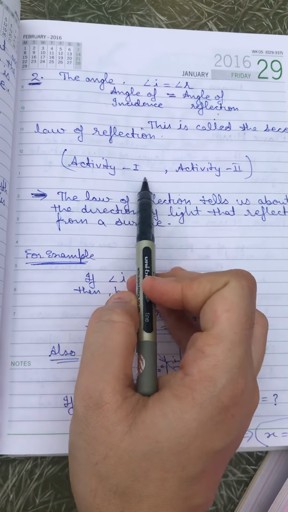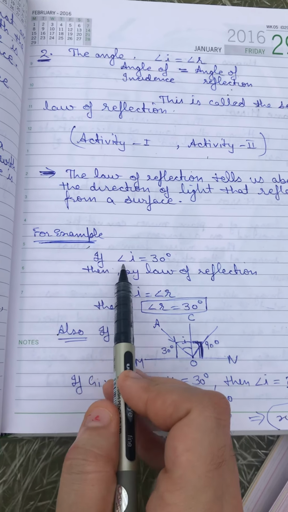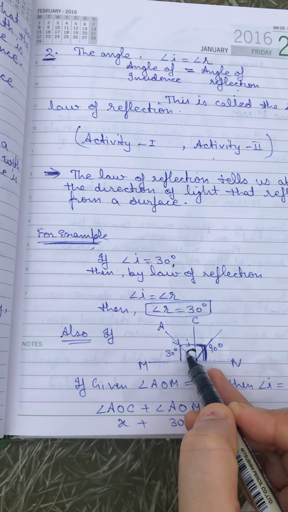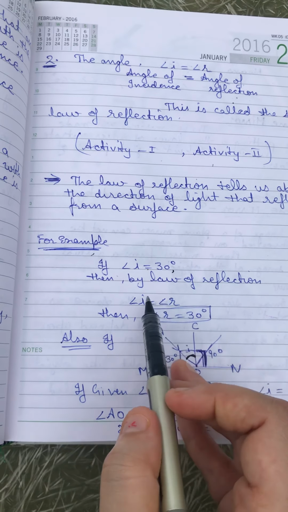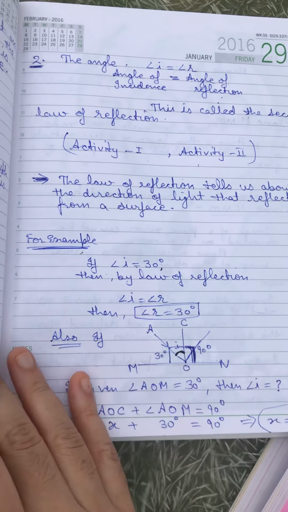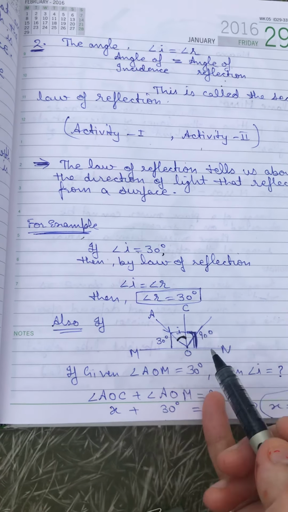Activity 1 and 2 we will discuss in the Zoom class. For example, if angle I is equal to 30 degrees, this angle is 30 degrees. We know that due to the second law, angle I is equal to angle R. So if angle I is 30 degrees, then angle R is also 30 degrees.